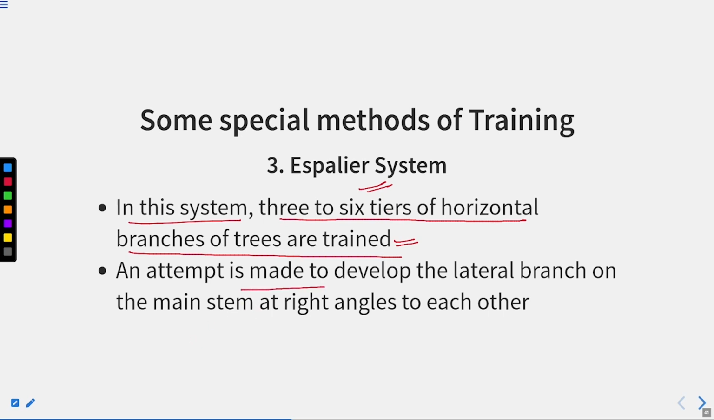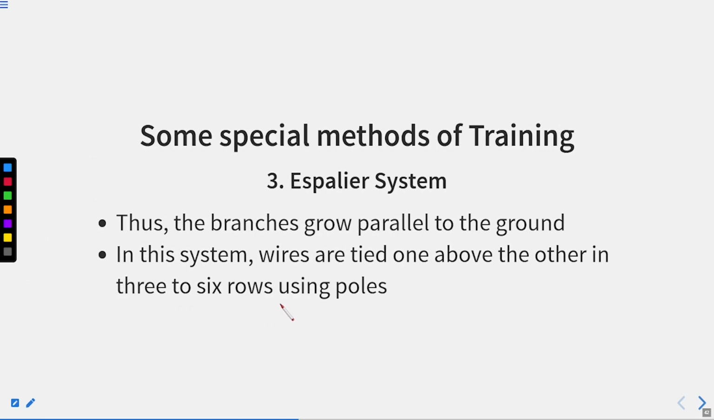An attempt is made to develop the lateral branches on the main stem at a right angle to each other, so that they can have proper sunlight. Thus, the branches grow parallel to the ground, and in this system, wires are tied one above the other in 3 to 6 rows using poles. So with the help of wire, we are training plants like pear and apple.